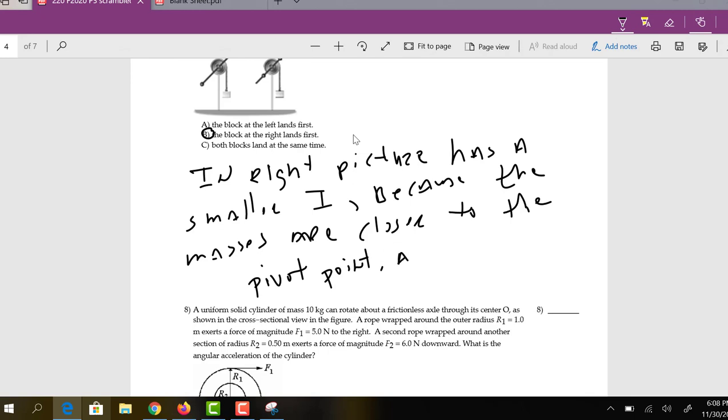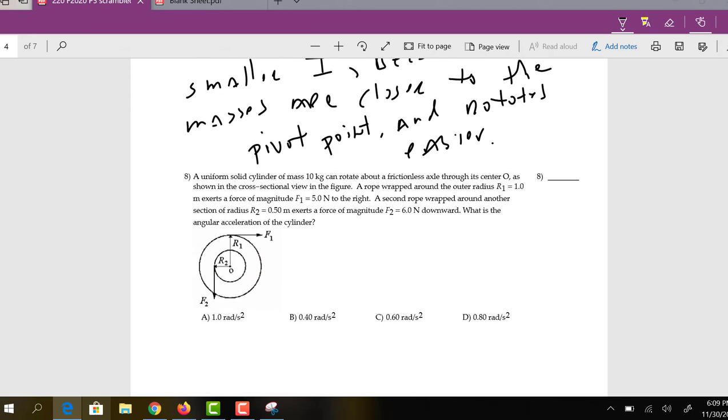And it's easier to rotate, it rotates easier. I mean, you could even say, and therefore lands first, but that's sort of implied. Okay, so the less mass away from the center, the easier it is to rotate. We did that demo in class, actually.